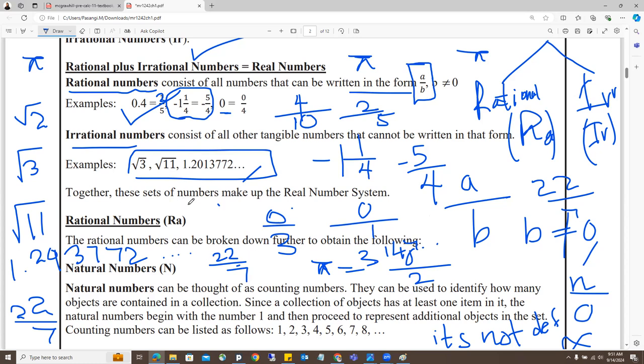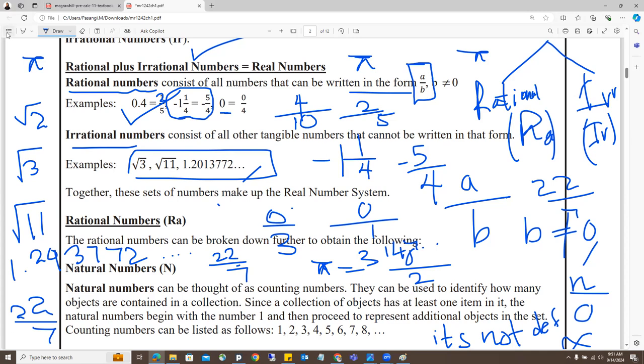Together, these sets of numbers make up the real number system. All together, we call them the real number set, real numbers. Okay, that is done.